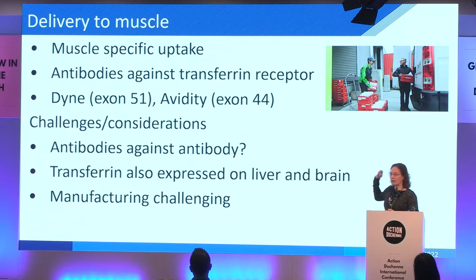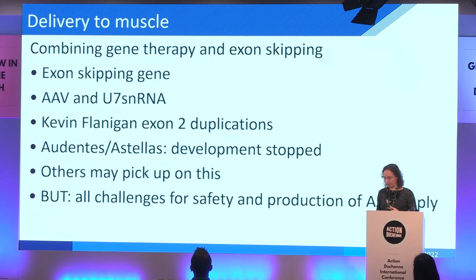Are there antibodies against the antibodies? Is that possible? The peptides from the previous slides are really short, so probably too short to get an immune response. Here, this antibody is larger, so will there be antibodies against the antibody? And if that happens, will that be a problem or not? Transferrin is expressed highly on muscle, but it's also expressed on liver and brain. Will that be an issue or not? I mean, there are also brain problems in Duchenne, so maybe it's not a problem, but we don't know yet. And the final problem is manufacturing is much more challenging because this antibody is quite big. Will that be an issue? Or because now more and more people want it, the manufacturing is optimized and it stops being a problem.